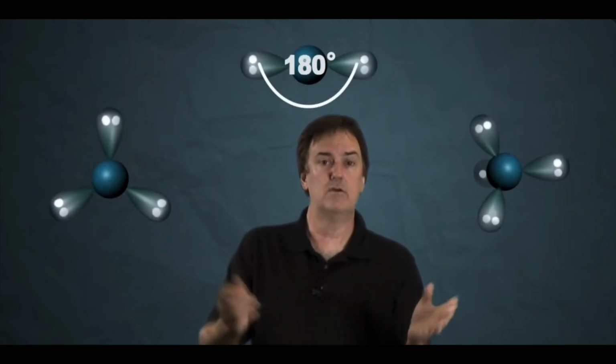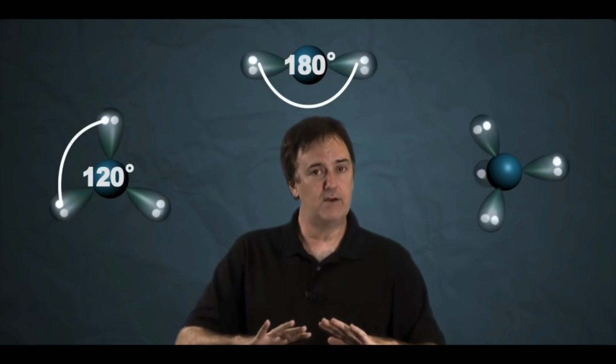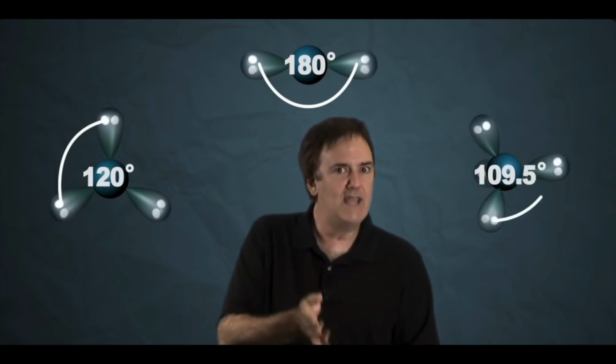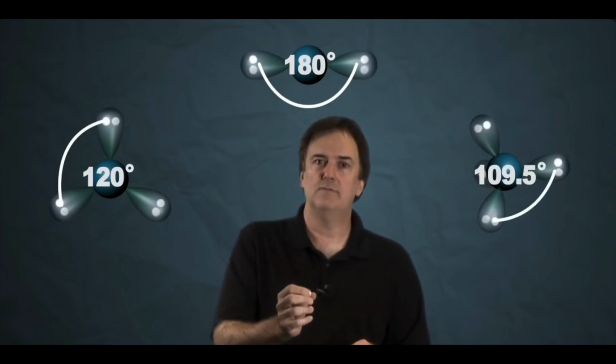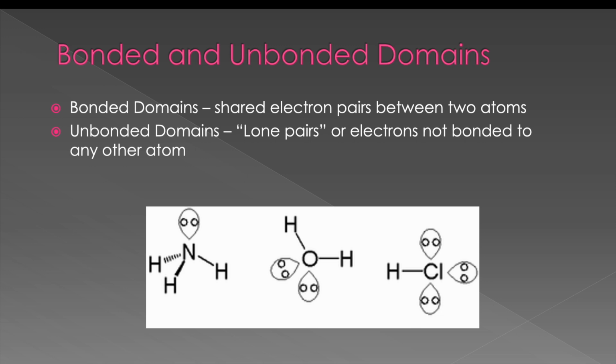So as you can see, the bond angles are getting smaller because we're bringing in more regions. We started at 180 for linear, 120 for trigonal planar. Now we're down to 109.5 for tetrahedral. So that really sums up most of what we will use, especially in organic chemistry. So we talk about bonded and unbonded domains. Okay, unbonded electron domains, we call those lone pairs. Those are electrons that are not bonded to any other atom.